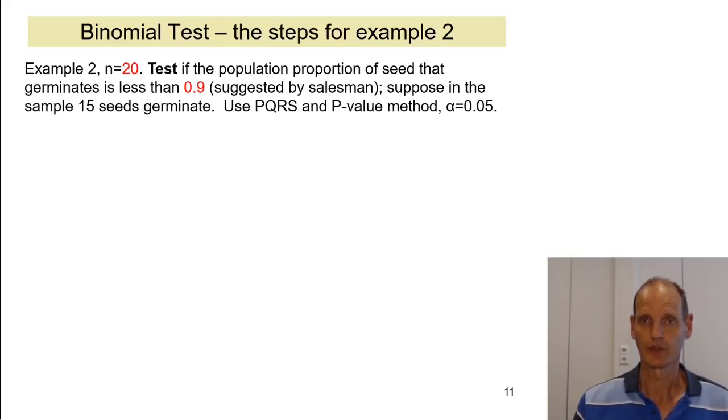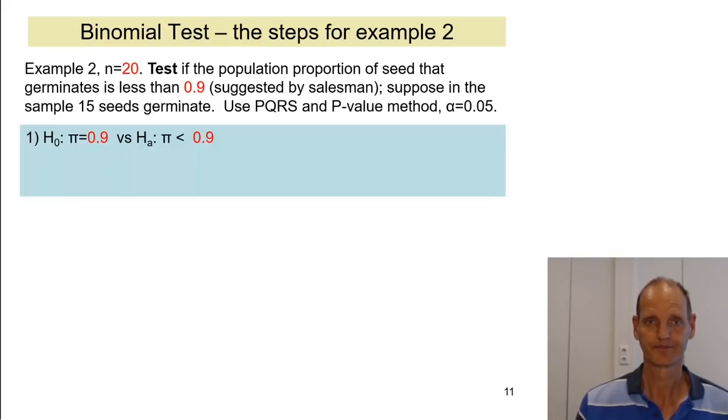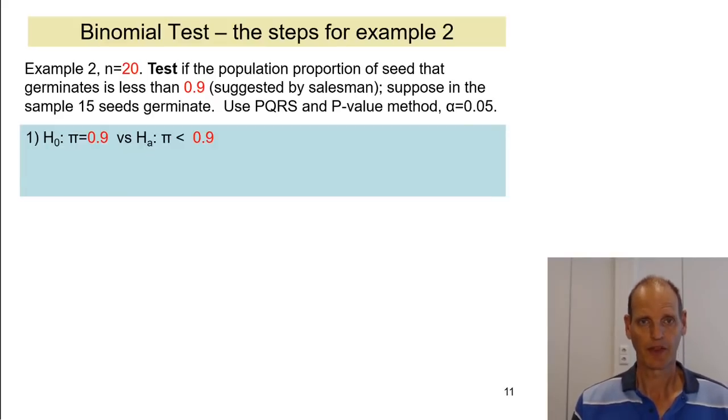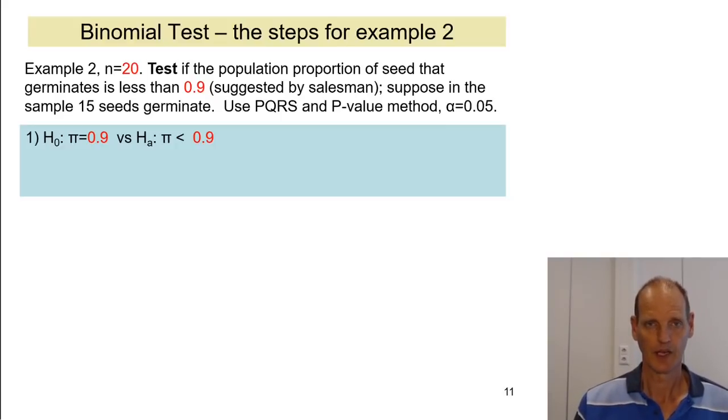So the phrase that we use, the population proportion is less than 0.9, is in the alternative hypothesis. Here we use the p-value method and PQRS to find it. The null hypothesis is about the parameter of interest, pi, and the null hypothesis says pi is 0.9. Alternative hypothesis, pi less than 0.9.